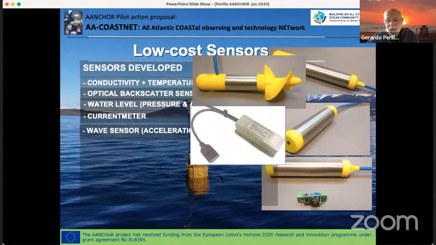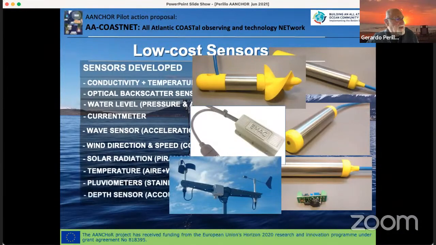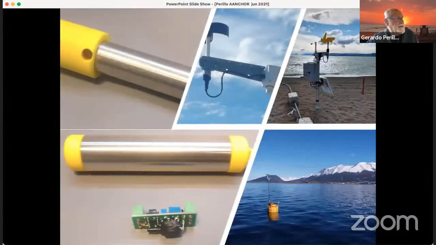We use it for acceleration in a buoy. Of course, all the meteorological sensors also. And this is basically some of the sensors we have developed. And we also have developed our own platforms, like coastal stations, like the one you see here.